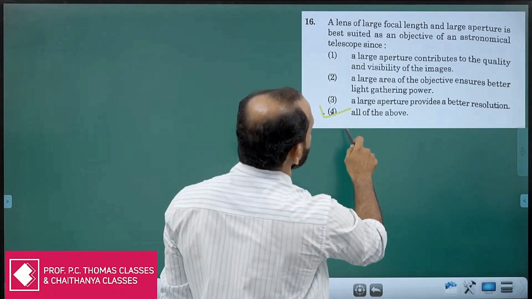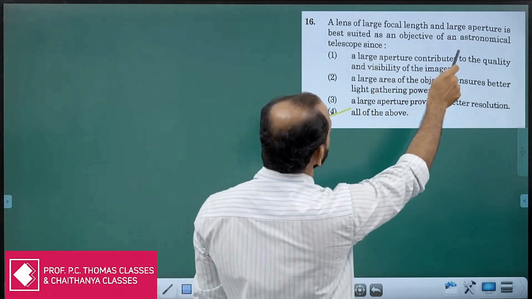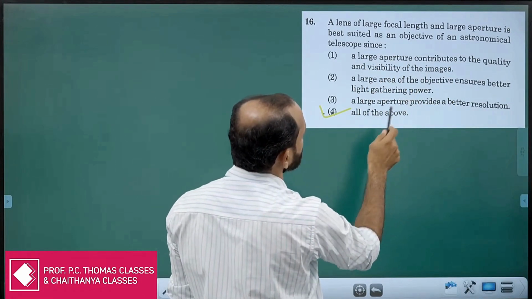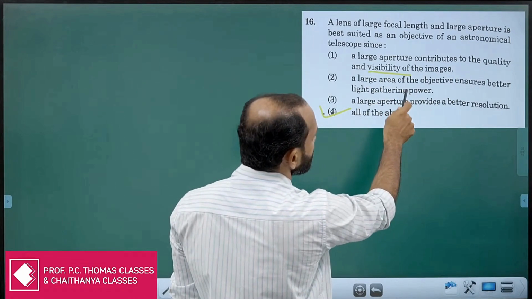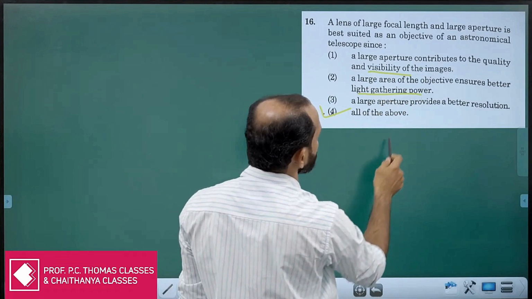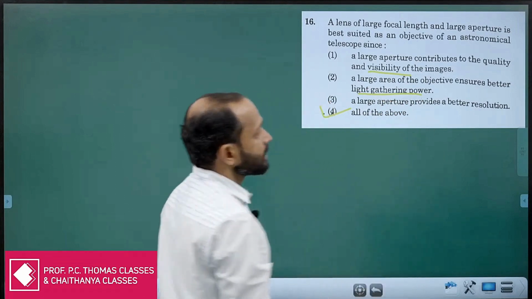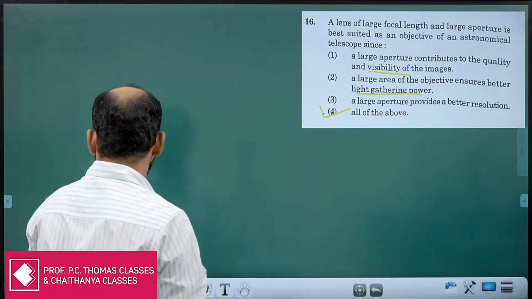All the above is the right answer, because in an astronomical telescope, when you use a large aperture convex lens as the objective, you get more visibility, more area ensures more light gathering power. So better resolution, all the above.